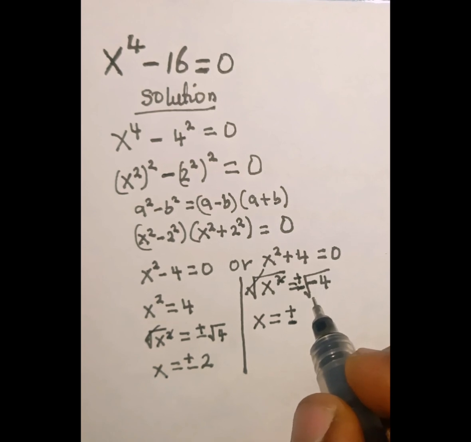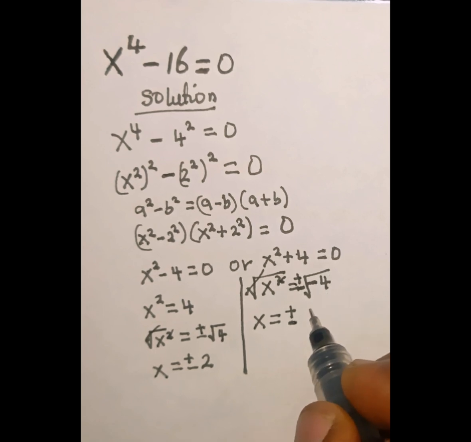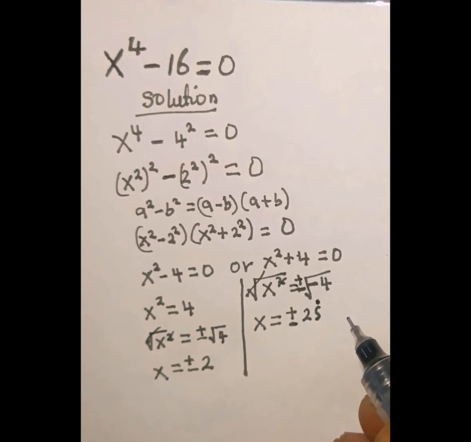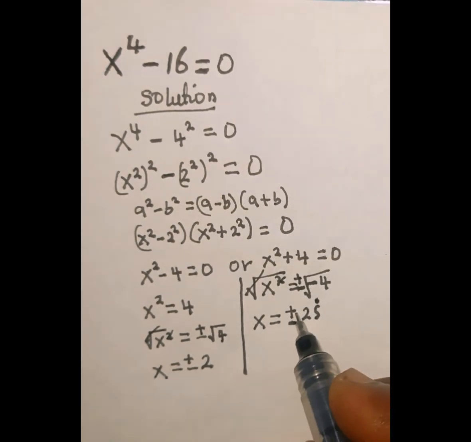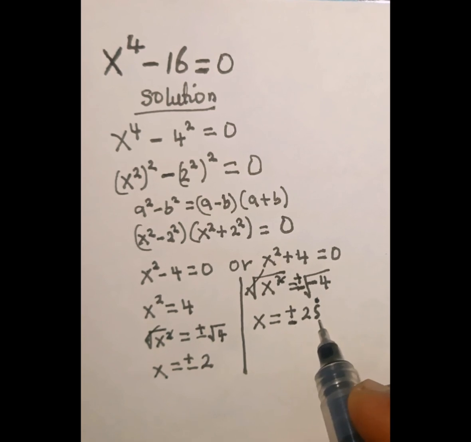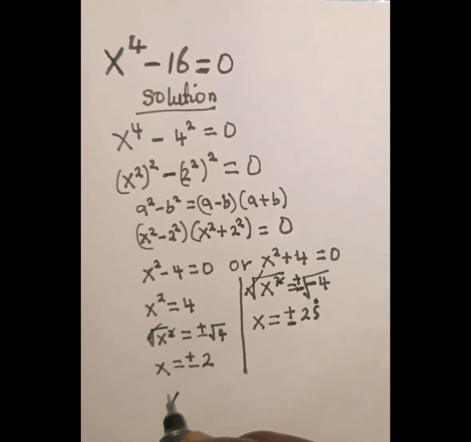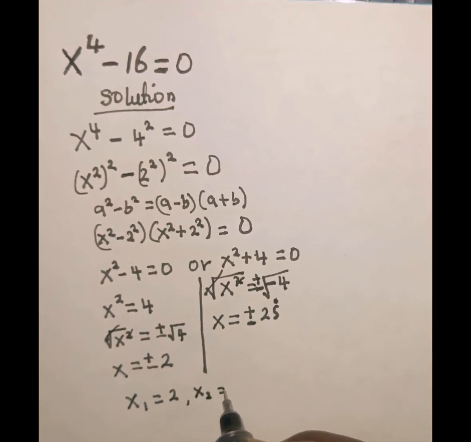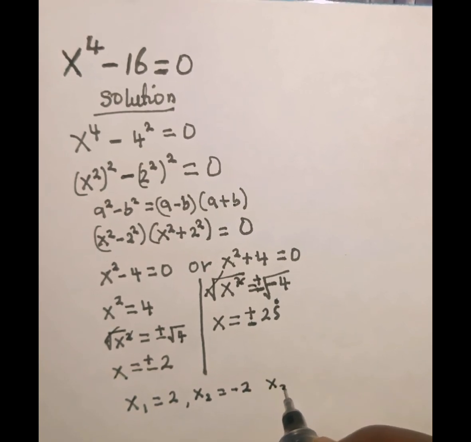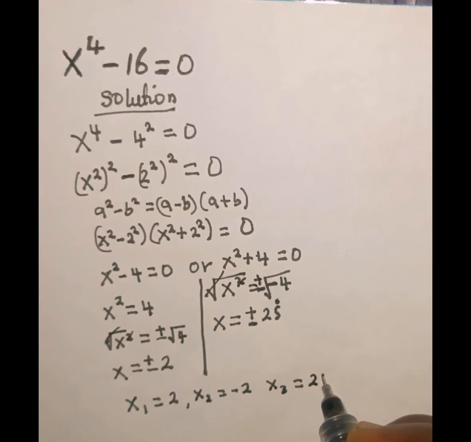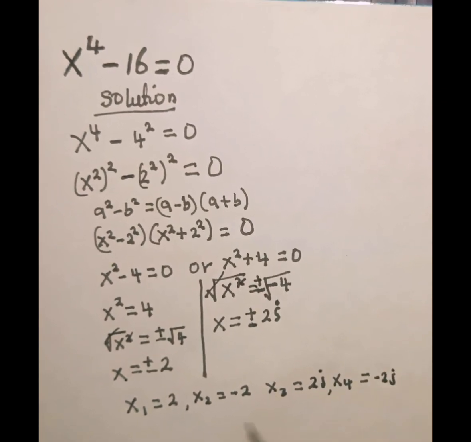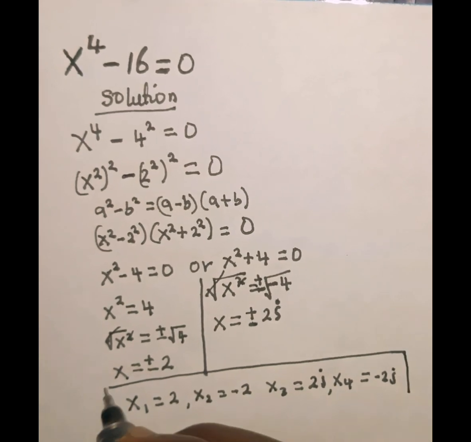Remember, when you are taking the square root of a negative number, we are going to introduce an imaginary number. So when you take the square root of 4, it's going to give us 2, and because of this negative, we introduce the imaginary number, which is i. So therefore, x is now the same as positive or negative 2i. So here we can conclude that x1 equals positive 2, x2 equals negative 2, x3 equals positive 2i, and x4 equals negative 2i. So these are the 4 roots of this equation.